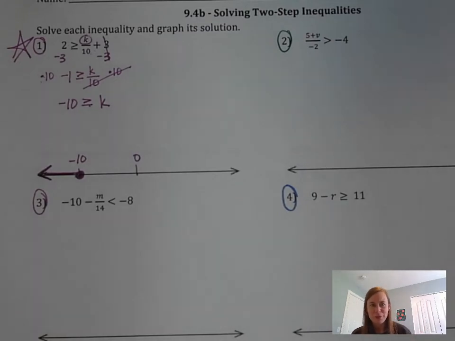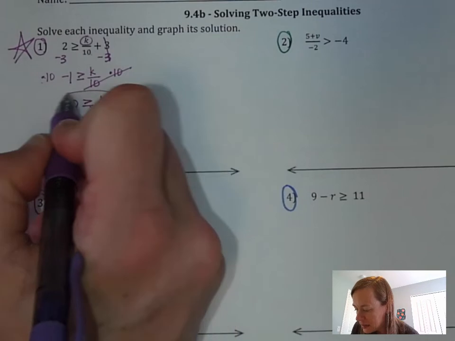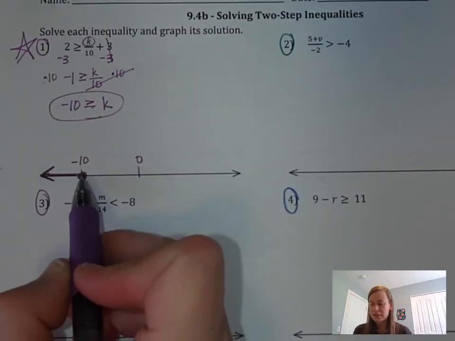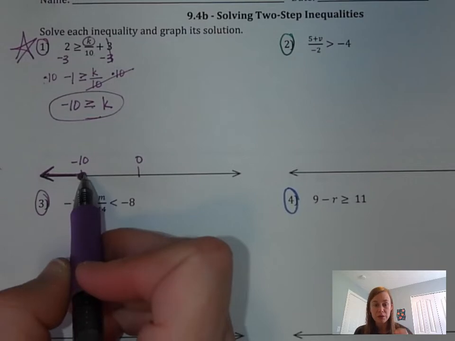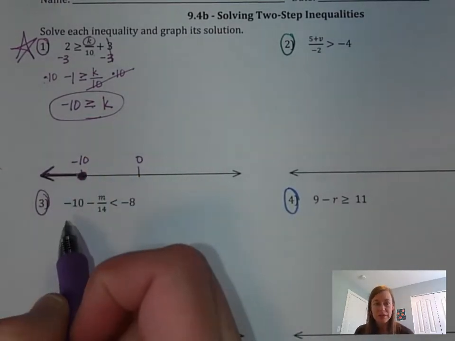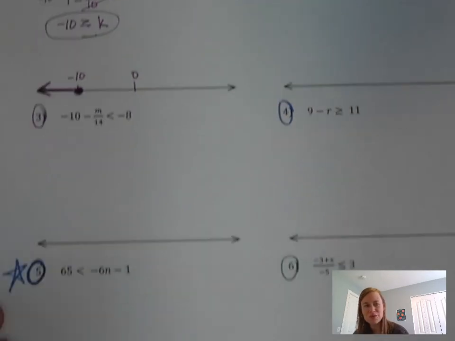That's it for number 1. Make sure you're writing it this way and including the graph. And every graph should have a clear dot, like either open or closed dot, and an arrow that either points to the right or points to the left. Okay, let's go on to number 5.